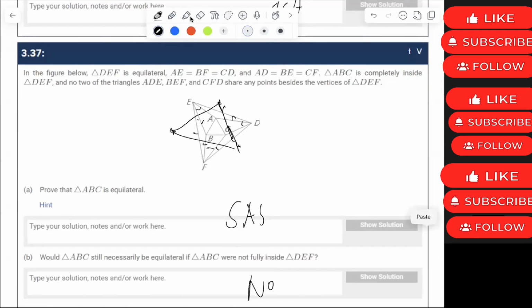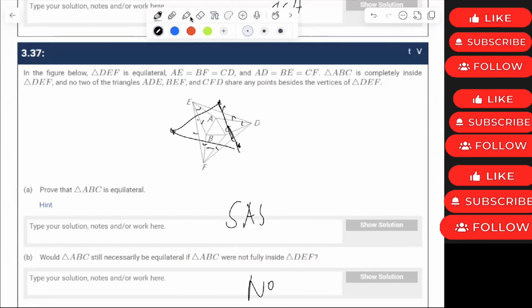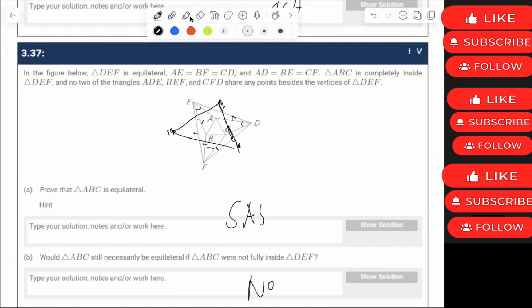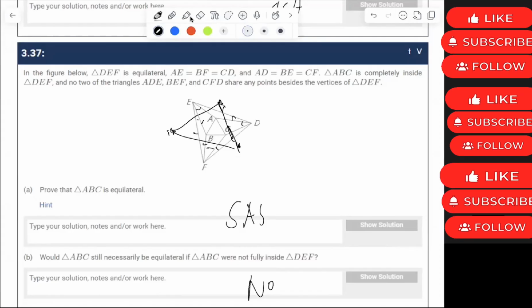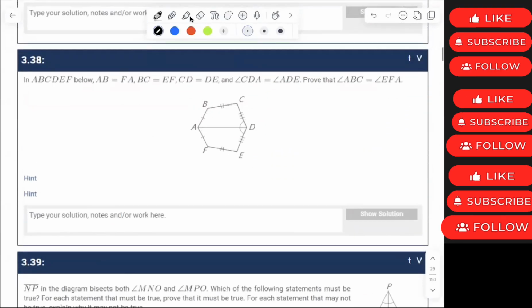Why? Because you can construct it. You can go on some random construction, and you can just construct it in a way that it won't be equal. It can be one outside and the other won't. All right. That's 3.38.